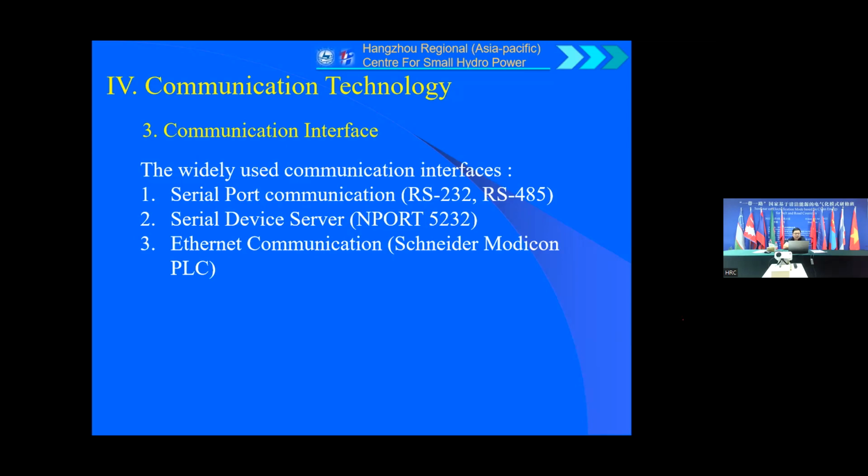And the second one is the serial device server. We change the serial port to network, so we can find this device by the internet, by the network, and communicate with it also by the serial port. And the third one is Ethernet communication, like the Schneider Modicon PLC, and it is more and more popular for the SCADA system. We just connect the device to the Ethernet port, and then we can find this port and communicate with this device.